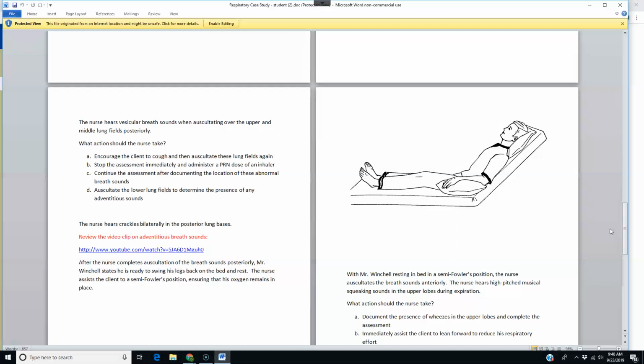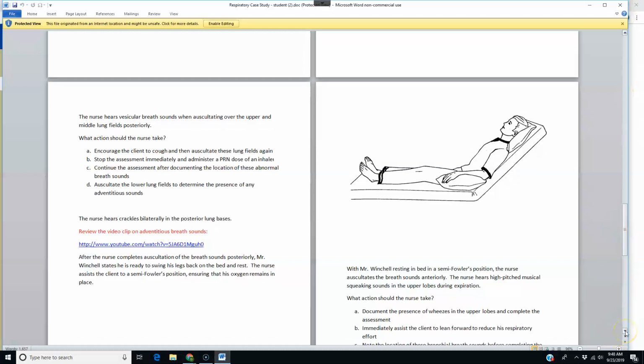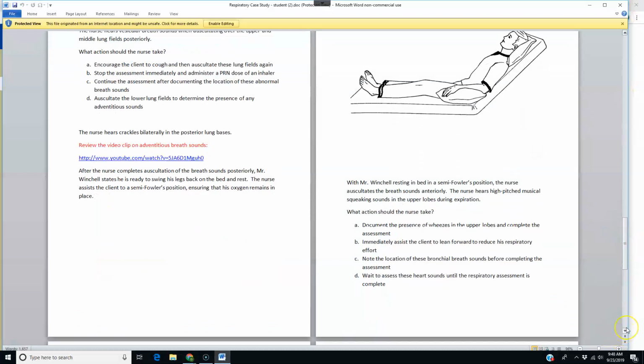So the nurse hears high-pitched musical squeaking sounds in the upper lobes during expiration. Think about this. You want to go, wow, is this normal or is this abnormal? So what action should the nurse take? Very good question. Let's see how good you understand all that information that was given to you in the PowerPoint. So you would document the presence of wheezes. That's how we describe or define a wheeze in the upper lobes and complete the assessment.